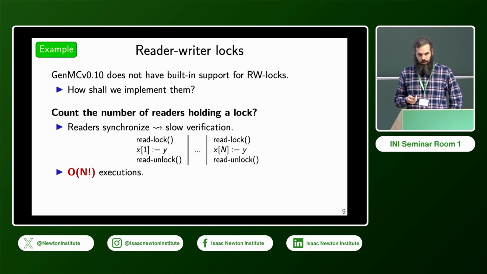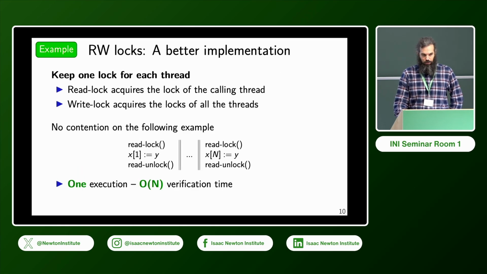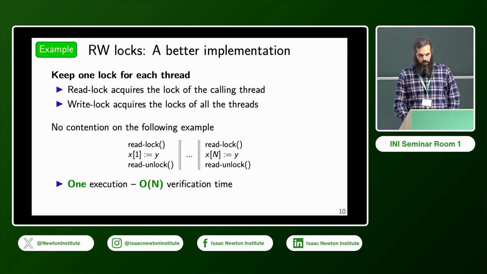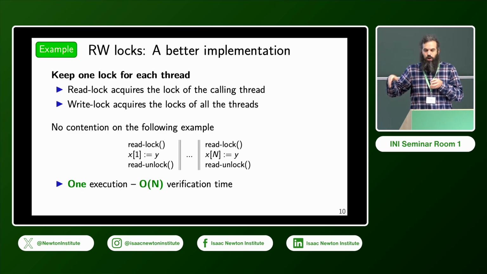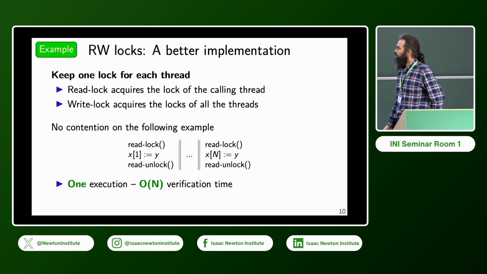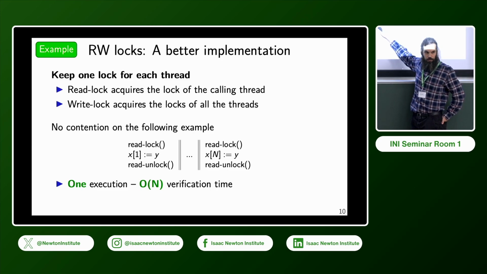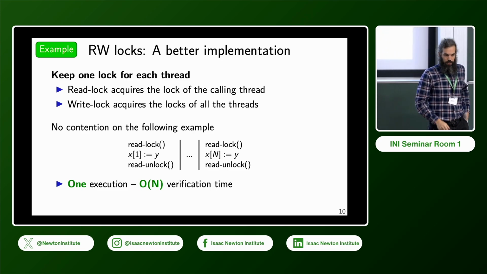There's a simpler way, which is to just have a different implementation of reader-writer locks. One that you would not use in practice, but that provides the right semantics. The idea is to have one lock per thread. The reader just acquires its own lock, which you might think is not very useful, but a writer acquires all the locks. This means that concurrent readers will not synchronize with each other at all, because they would be acquiring locks of different threads, but a writer will synchronize with all the readers. So in my toy example, you just get a single execution of the program, and therefore fast verification time.